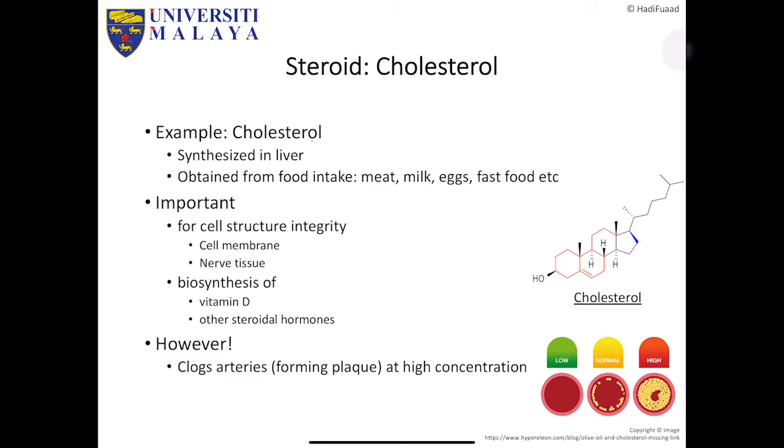See, this is what I mean. You have something and then -ol at the end. So cholesterol, right? It's part of a steroid, obviously. It can be synthesized in the liver, and it can also be obtained from food intake such as meat, milk, egg, fast food, etc. So highlighted here, fast food, for a reason. All right, so we'll go to fast food later on.